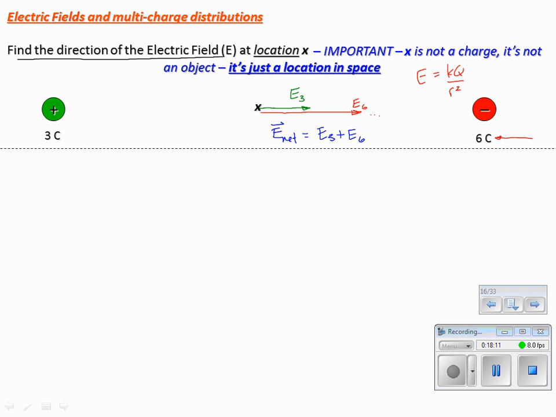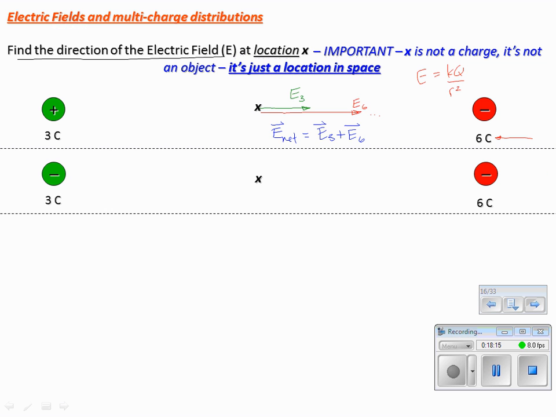If we wanted to be technical about it, they're vectors. Now let's switch the signs of one of them. This 3 Coulomb charge is negative, and fields point toward negative charge. The 6 Coulomb charge is positive, and fields point away from it. And now our net electric field looks like this. I'd call that E6 minus E3 because they point in opposite directions.